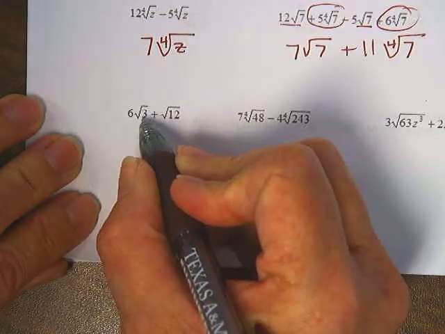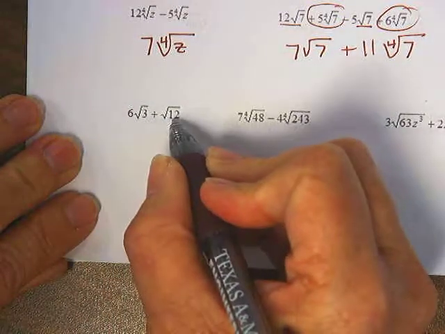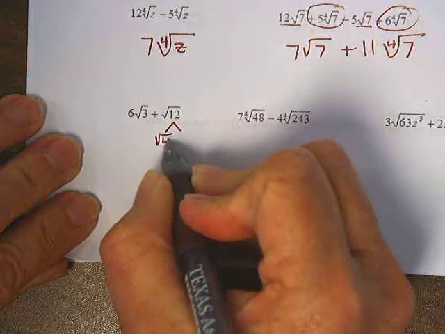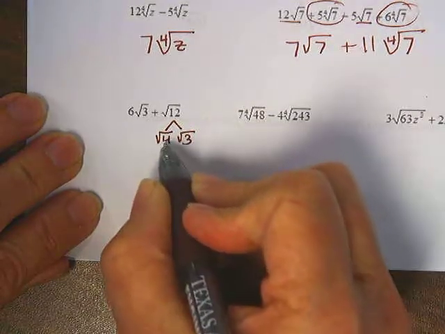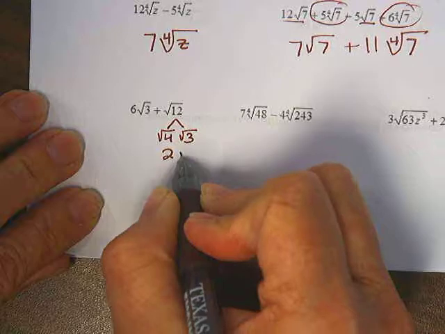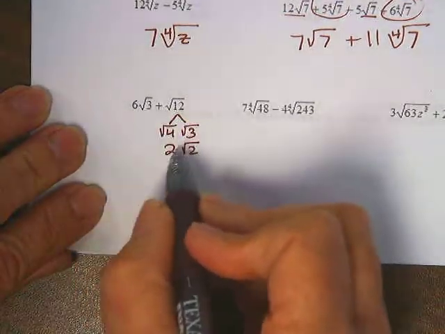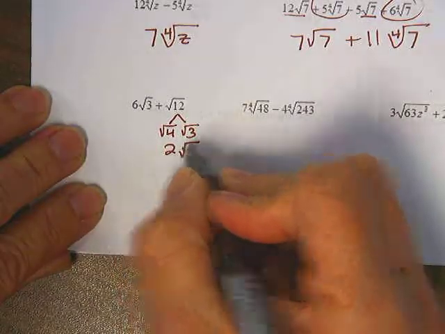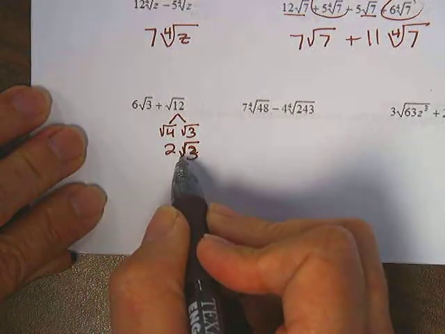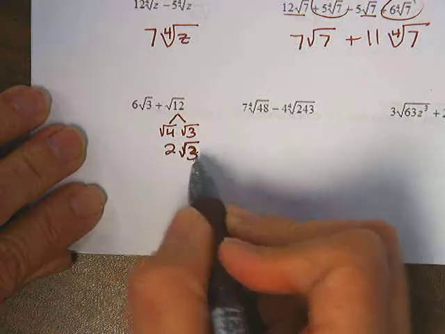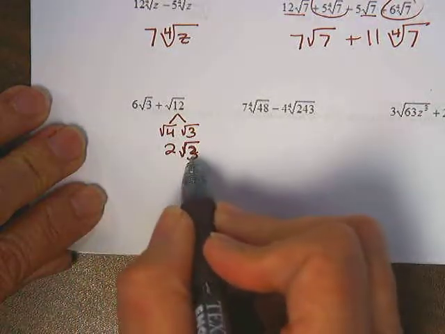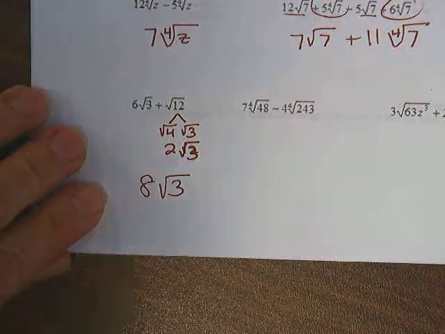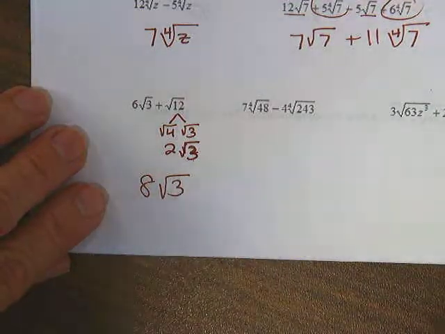Okay, square root of 3, I can't bring anything out of there, but square root of 12. 12 we can break into the square root of 4 times the square root of 3. The square root of 4 is 2, so this is really 2 times the square root of 3. Now we have the same index and the same radicand, so 6 square root of 3 plus 2 square root of 3 is 8 square root of 3. I hope that makes sense to you.